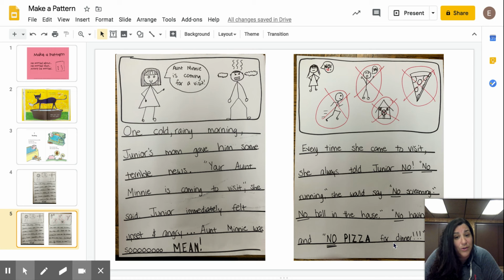So, what I want you to do today is continue on with one of your stories and figure out a way to make a pattern in your book. I cannot wait to see them all.